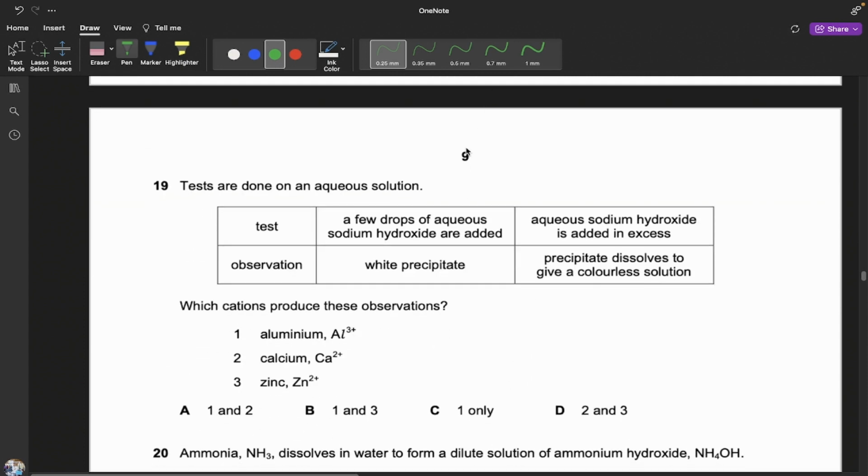Tests are done in aqueous solution. A few drops of aqueous sodium hydroxide are added. Then aqueous hydroxide is added in excess to the solution. This is direct theory. It's 1 and 3. There's no reaction with calcium like that. So it is B.